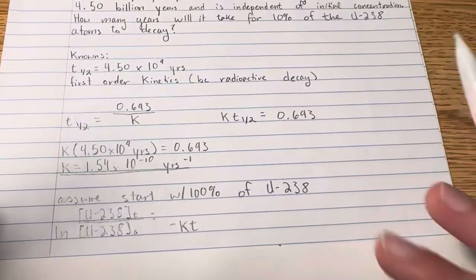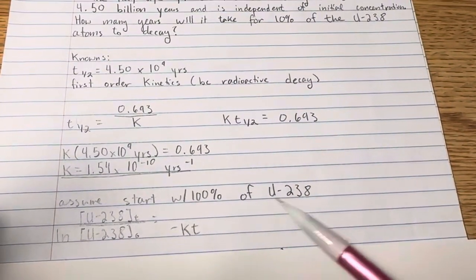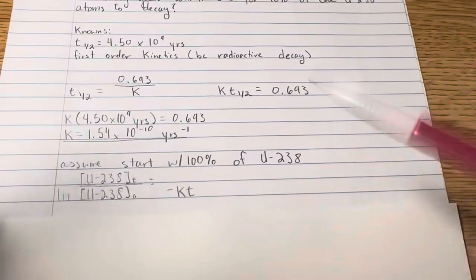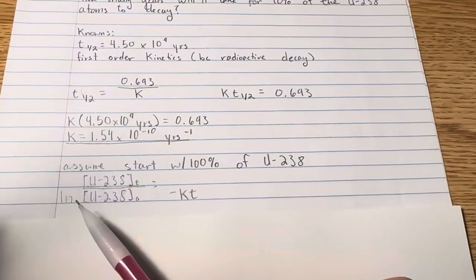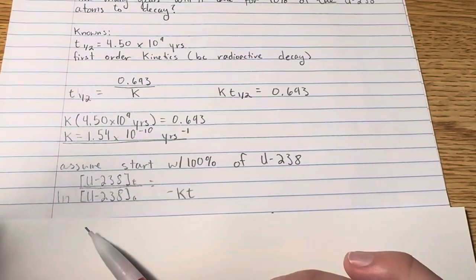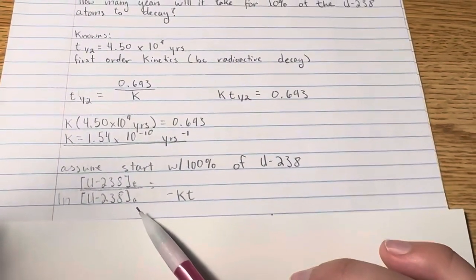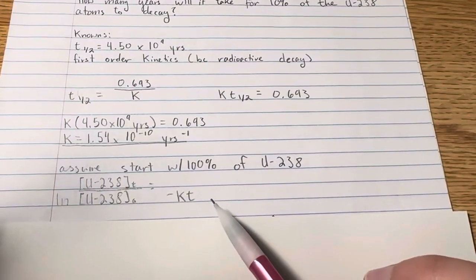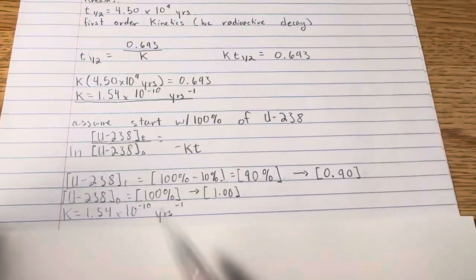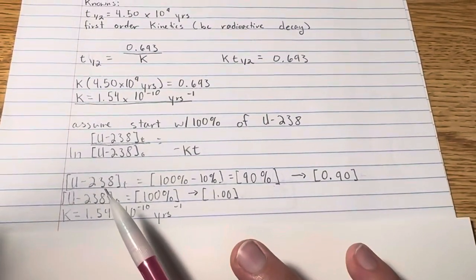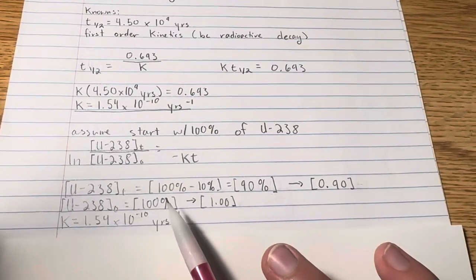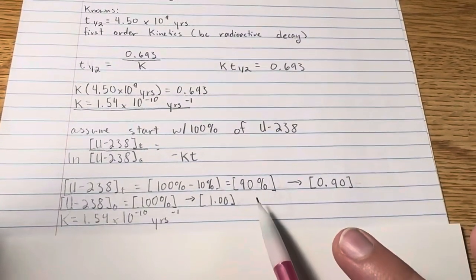And we can assume that we start with 100% of U-238. And our equation will look like the natural log of U-238 at the time t over U-238 initial equals negative kt. So let's write out the variables again and what we know about them. So U-238 at time t, we're saying 10% is decayed. So 100% minus 10%, 90%.